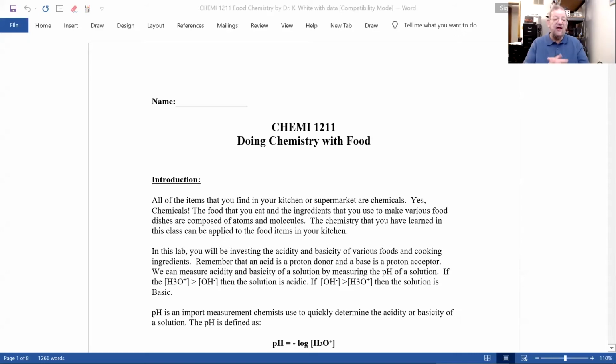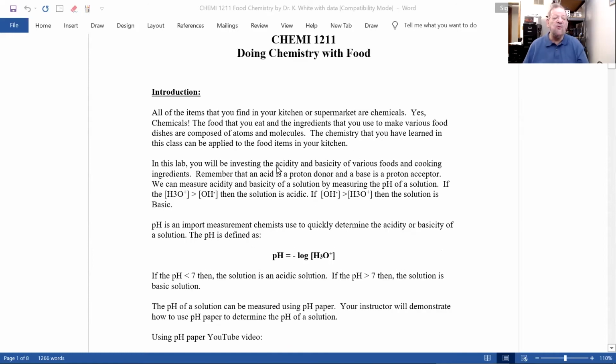All right, today's lab deals with doing chemistry with food. And all the items that you find in your kitchen or supermarket are chemicals. Yes, chemicals. And the food you eat and the ingredients that are used to make the various food dishes are composed of atoms and molecules. That's chemistry. And in this lab, we're going to investigate acidity and basicity of various foods and cooking ingredients.